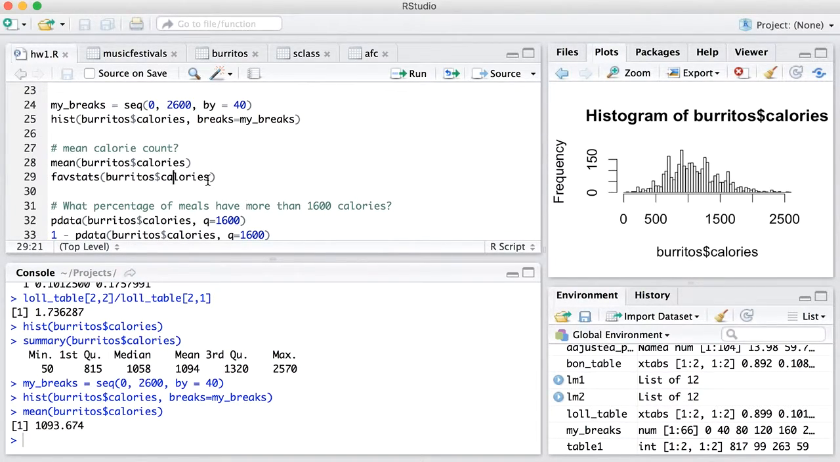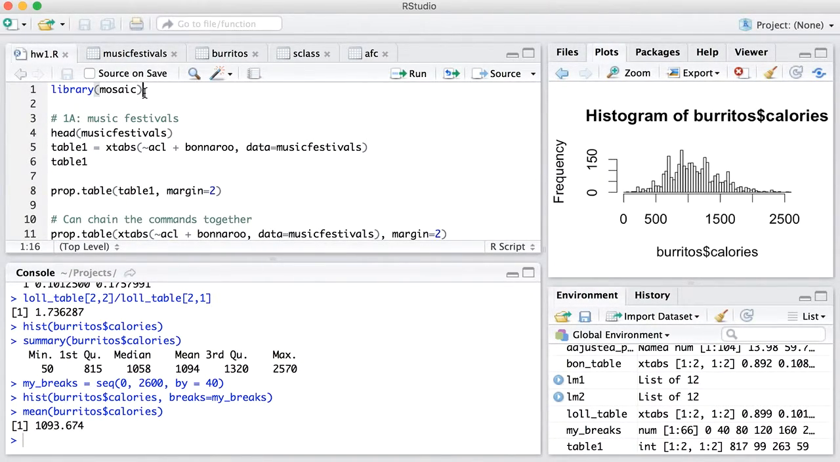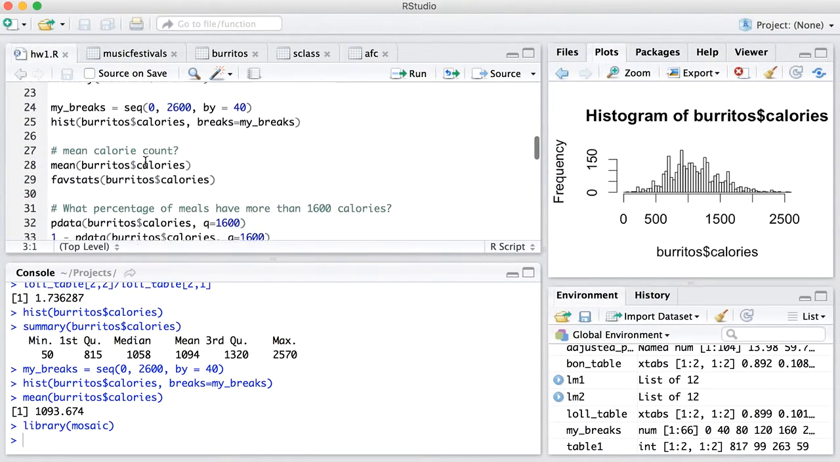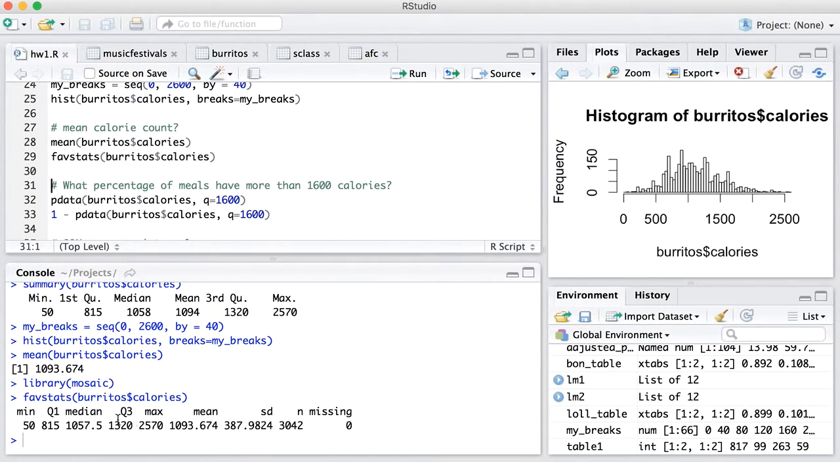Good Lord. We could also get the mean and other measures of central tendency and dispersion using the favstats command. And if you recall, this favstats command is defined in the Mosaic library, and you had to have loaded that Mosaic library at the very beginning in order for that to work. Okay, so there you go. There's the mean, the standard deviation, the number of points in the sample, no missing data here, so a lot of useful information from that favstats command.